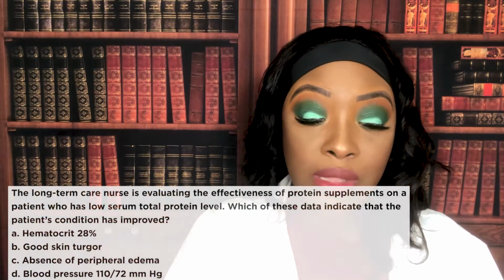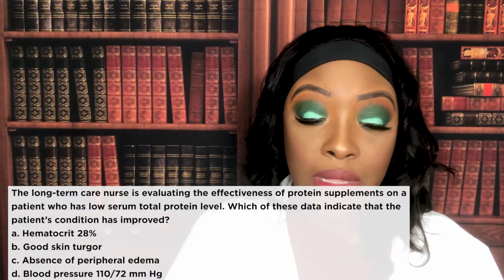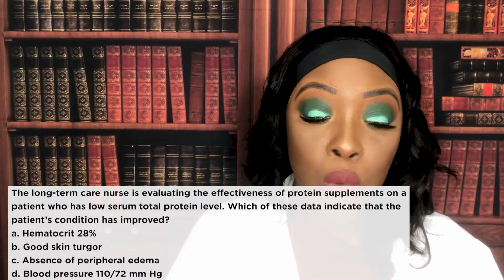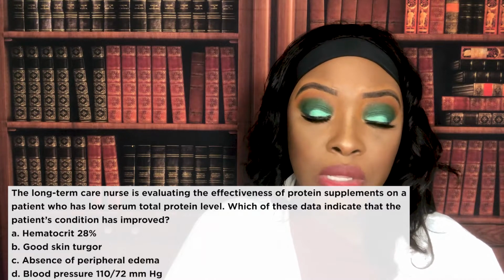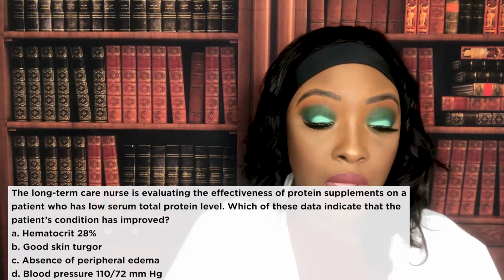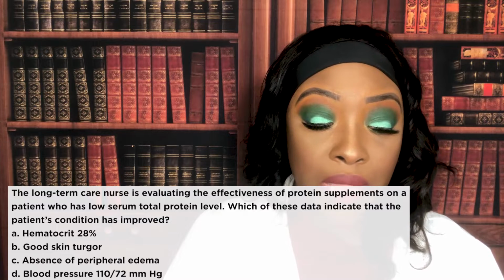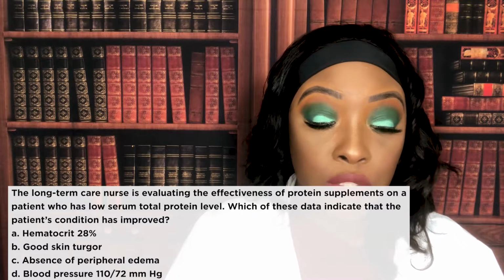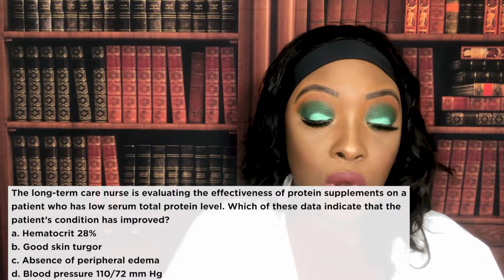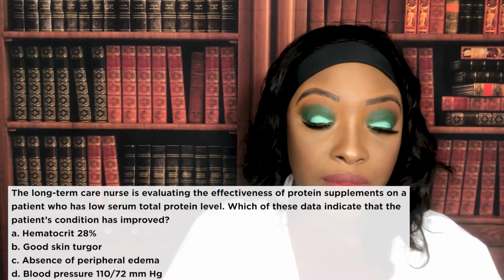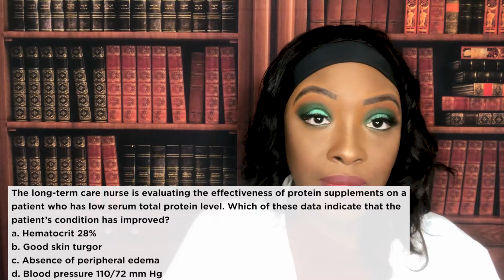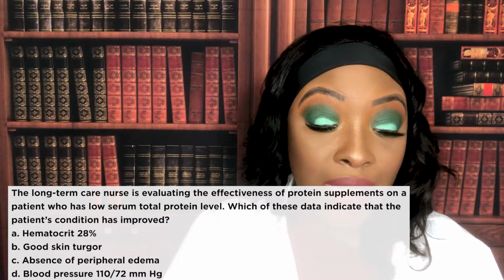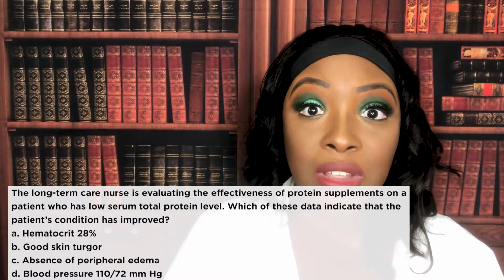The long-term nurse is evaluating the effectiveness of protein supplements on a patient who has a low serum total protein level. Which of these data indicate that the patient's condition has improved? A, hematocrit of 28%, B, good skin turgor, C, absence of peripheral edema, or D, blood pressure 110/72. Okay, guys, and the correct answer is C, the absence of peripheral edema.